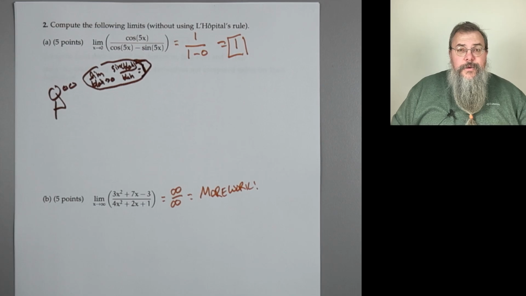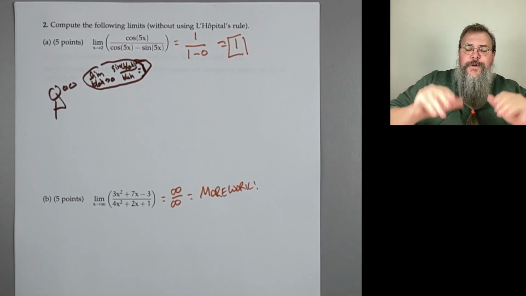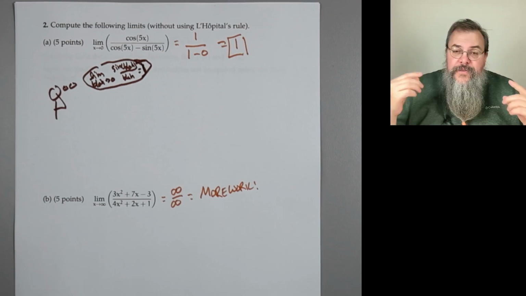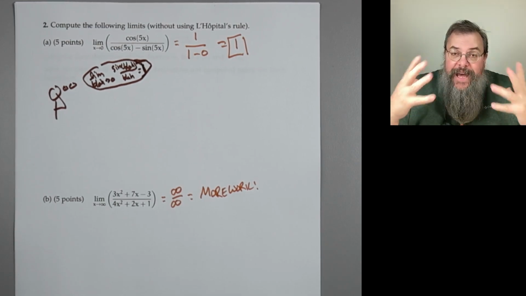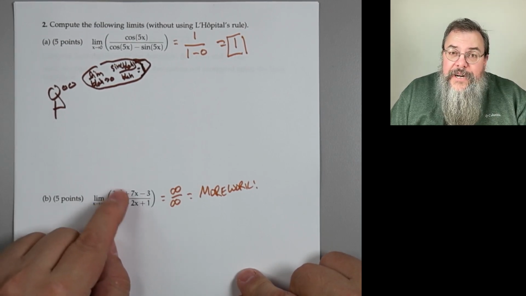You say, oh, slow down there, slow down. How do we slow down? We look at the rate of growth. So what's the thing growing fastest, right? What's contributing to the growth? It's these x squared terms.